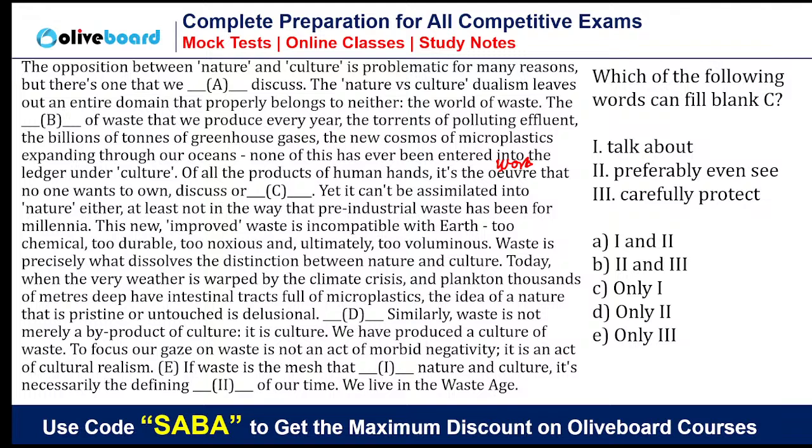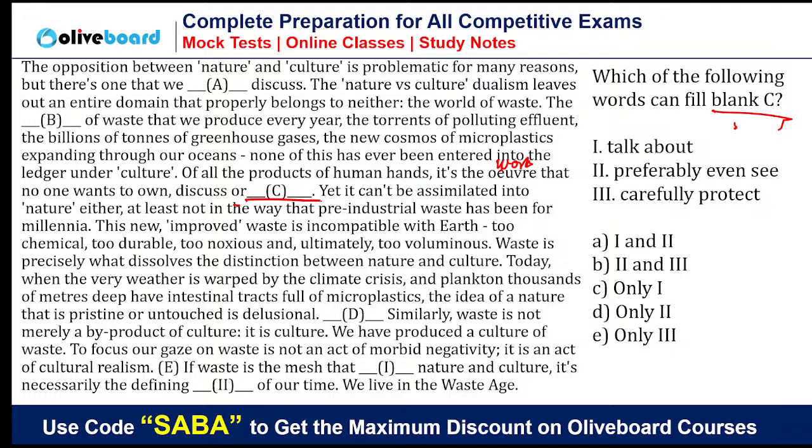B is second and third. A is first and second, only one, only two, only third. Some are saying B, D. See, for which blank are you telling? It is for blank C. I hope you all got it. Blank B is jumbled, so it is for blank B.